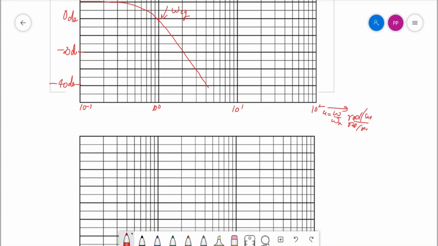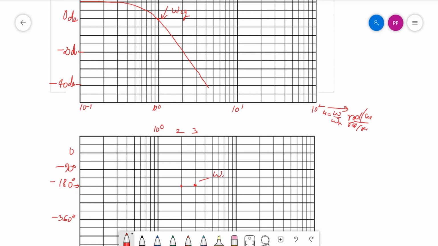So let us assume that this is the minus 180 degree line, this is minus 90 degree line, this is 0, this is minus 360 degree line. So this line will give us the phase crossover frequency somewhere after the gain crossover frequency. So maybe I take here phase crossover frequency. So this is 10 power 0, this is 2, this is 3.